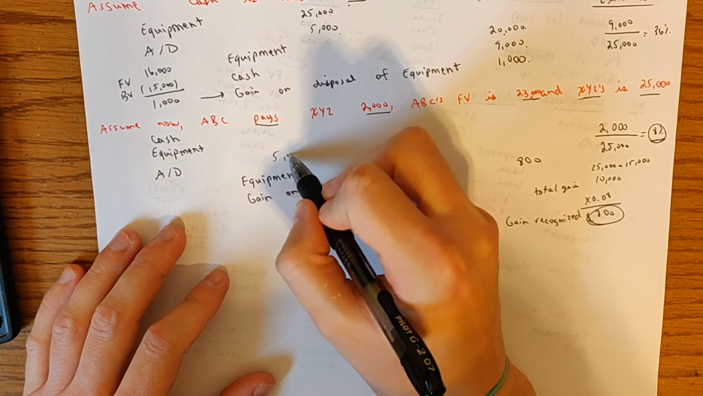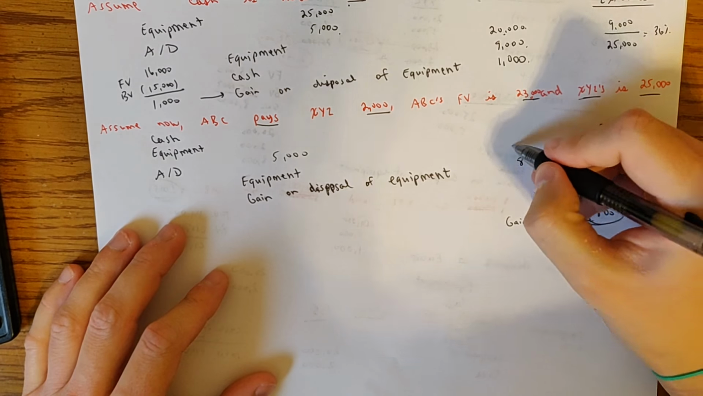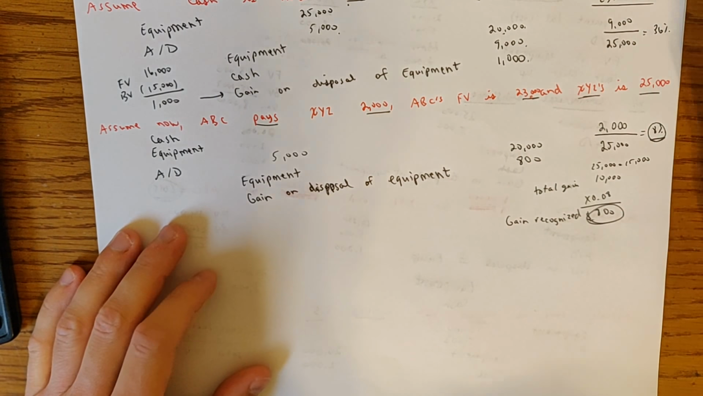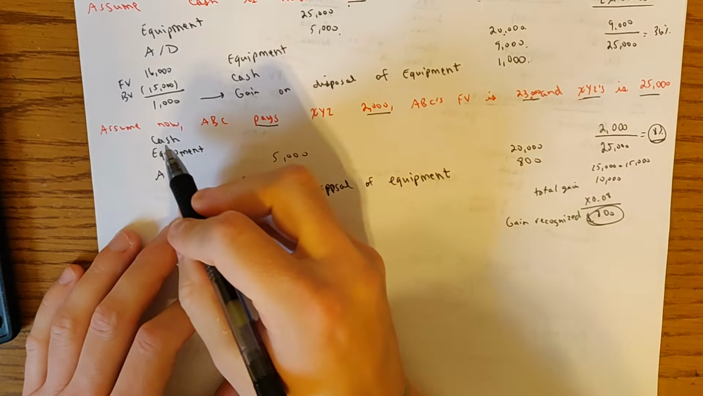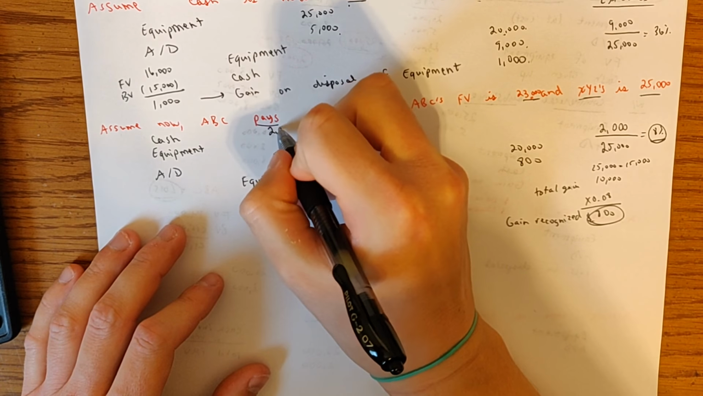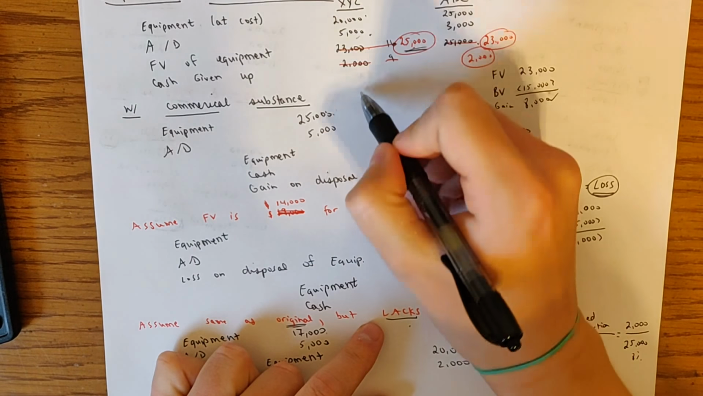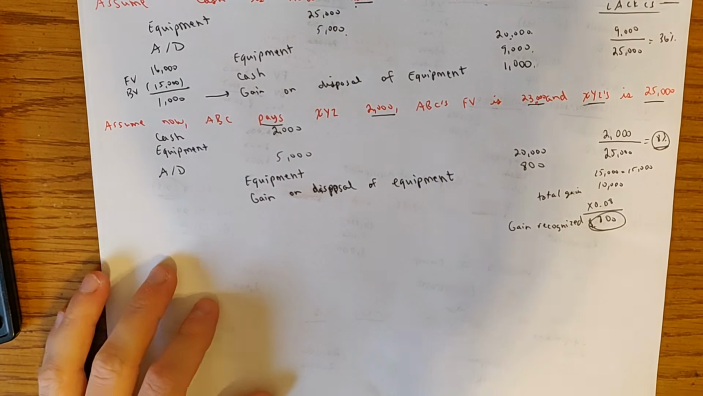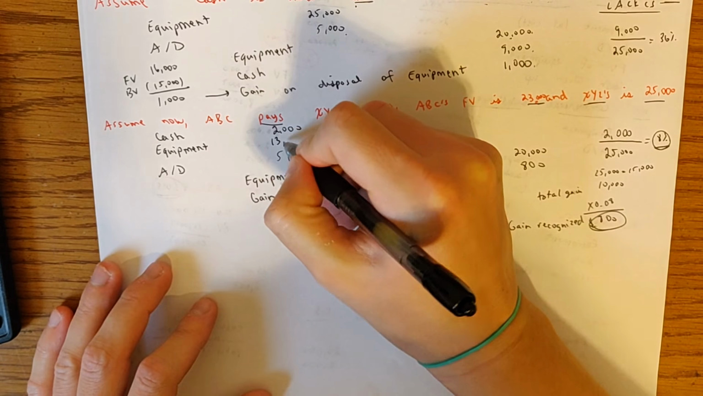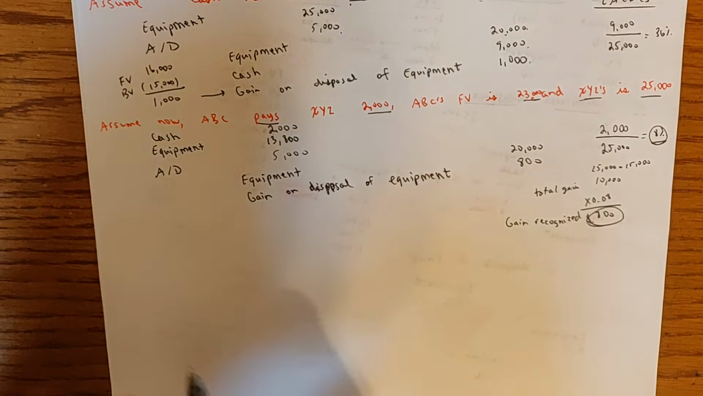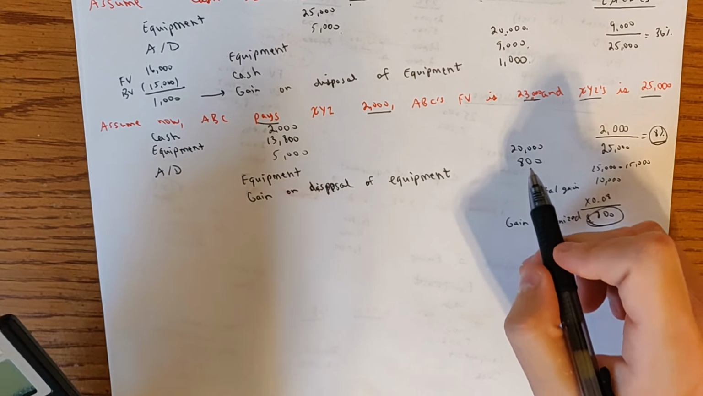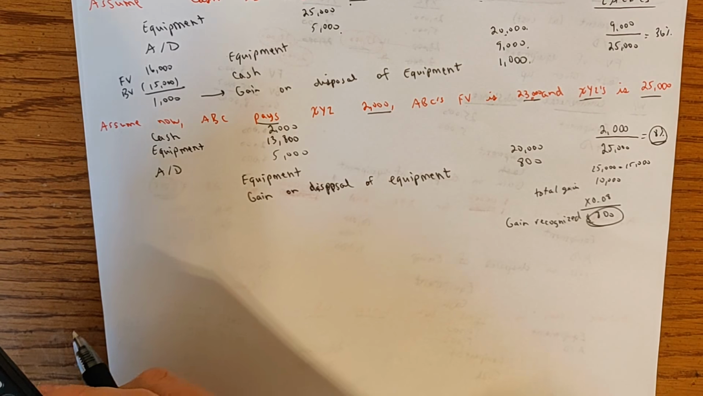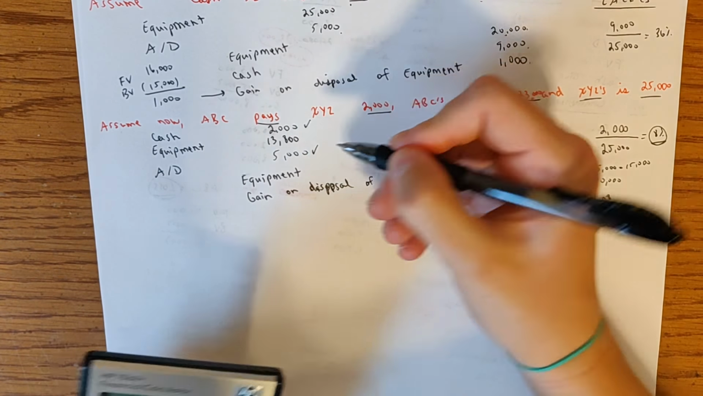The accumulated depreciation is still 5 as before. The equipment that goes out is still cost 20,000. We receive cash of $2,000. ABC pays out the cash, but XYZ is receiving cash of 2. Then we just plug the equipment account. If we do the math, we get 13,800, which is 20,800 minus 7,000, which is 2,000 and 5,000.